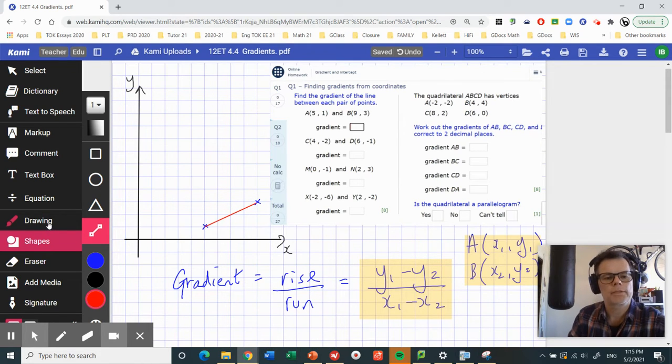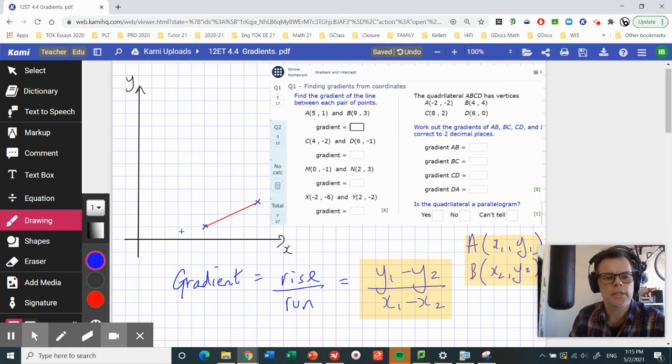Okay, so that's how we could do it. You can see here that if I run along and rise up, there's 2 squares there and 4 squares there. So my gradient between A and B would be the rise over the run, simplified to 1/2. Obviously, you've got to remember there how to simplify fractions as well. You could give that as 0.5 as a decimal if you wanted to too.